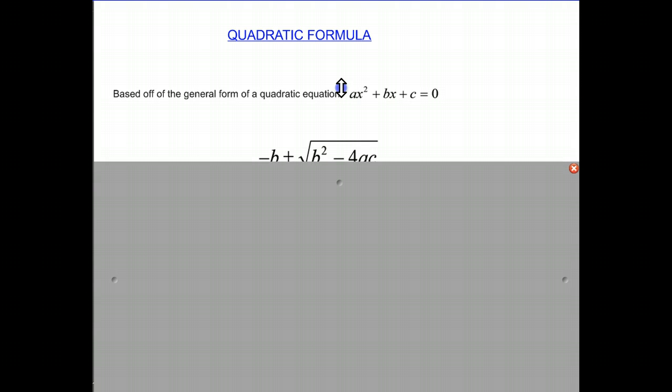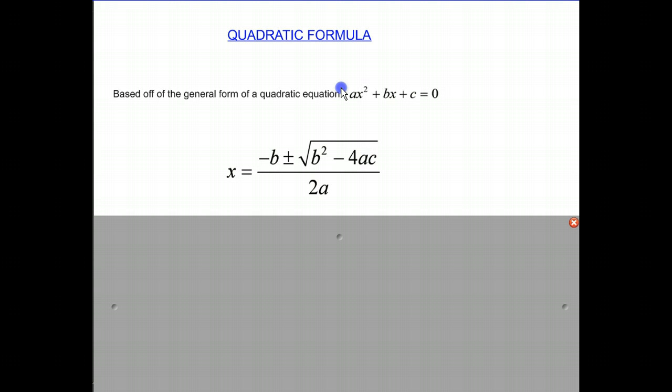Okay, today we're going to talk about the quadratic formula. The quadratic formula is an option for you to use when solving a quadratic equation. So let's just take a look at what it is. Based off the general form of a quadratic equation, so that's ax squared plus bx plus c equals 0, we come up with this equation called the quadratic formula that finds the roots, or the x-intercepts of the equation.